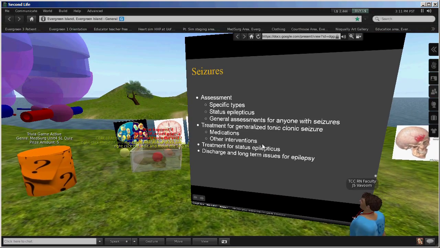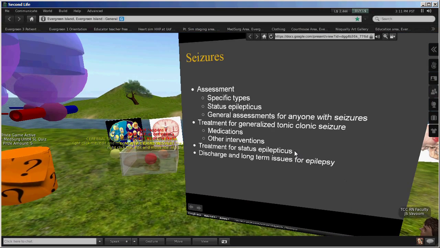In terms of the seizures, the specific types of seizures, what's specific about assessment about status epilepticus, and then general assessments for anyone who has seizures. Treatments for generalized tonic-clonic seizure, formerly known as a grand mal, the medications and other interventions, treatment for status epilepticus, and then finally discharge and long-term issues for epilepsy.